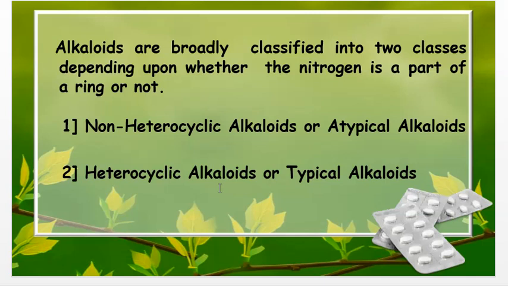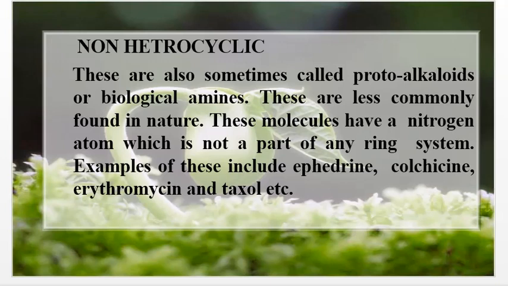As I told you, later I will repeat again, because every time we say that repetition is the mother of study. Alkaloids are broadly classified into two classes depending upon whether the nitrogen is a part of the ring or not. First, non-heterocyclic alkaloids or atypical alkaloids, and heterocyclic alkaloids or typical alkaloids. Non-heterocyclic alkaloids are also sometimes called protoalkaloids or biological amines.